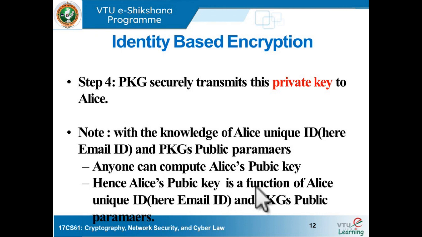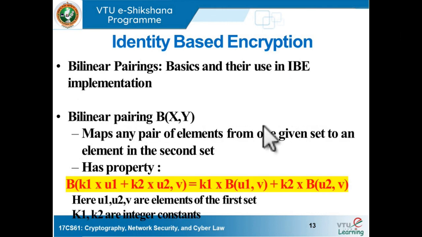Hence Alice's public key is a function of Alice's unique ID and also a function of the private key generator's public parameters. Now let us see how we use bilinear pairings in order to achieve identity based encryption. We will see a few of the basics and then we'll see its actual implementation.